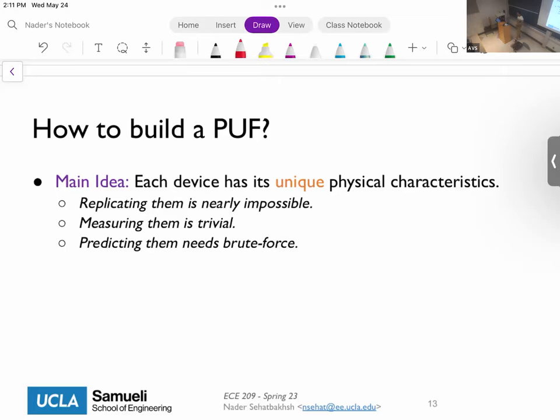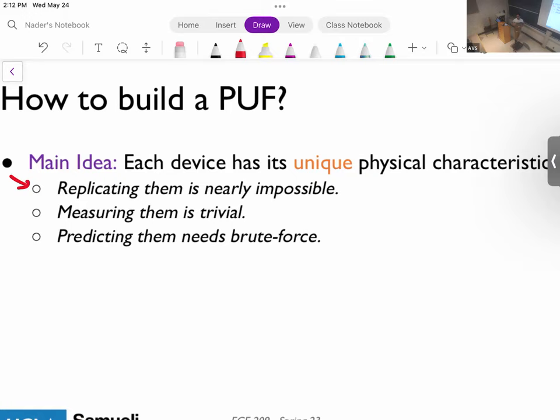I'm going to design something that leverages those unique characteristics in order to build a PUF system. The interesting thing about these physical characteristics is that replicating them is very, very hard, nearly impossible. If I know the characteristics of this particular hardware, for example the gate delays of all the logic in it, I cannot build another hardware with the exact same characteristics, even if I know the numbers.